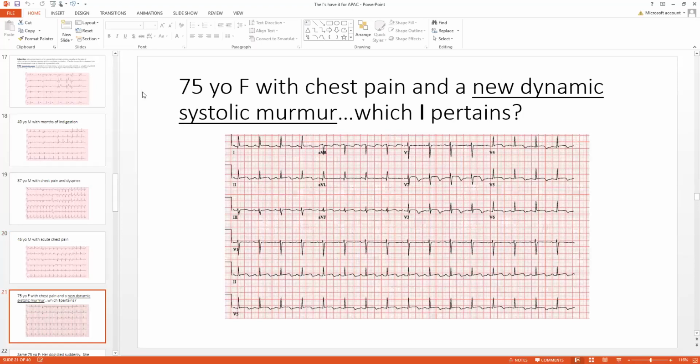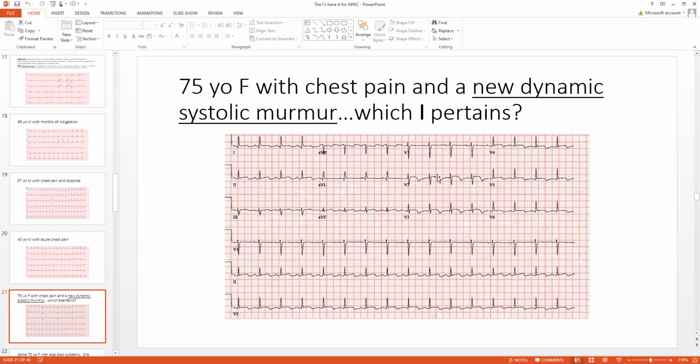All right. Here's an interesting case, a 75-year-old female with chest pain and a new diastolic murmur. How do we know? You say, do you always have a murmur, ma'am? And she would say, no, I was never told that. So which eye pertains here?